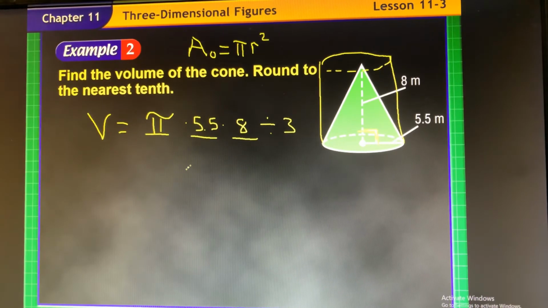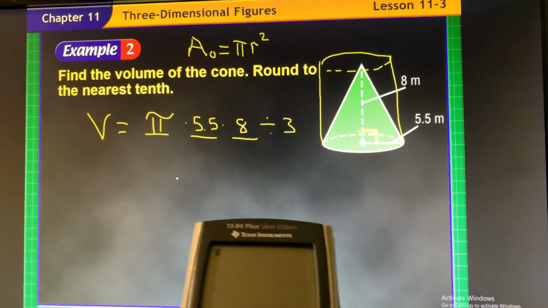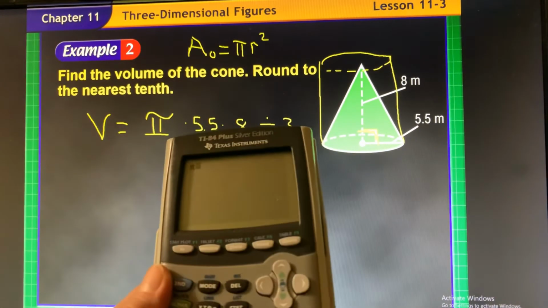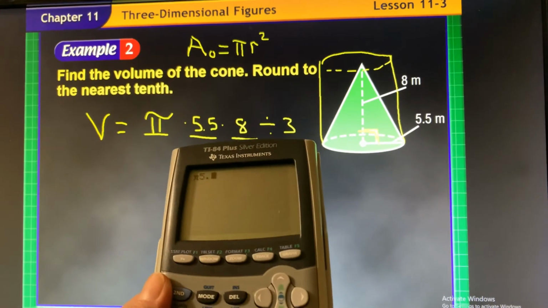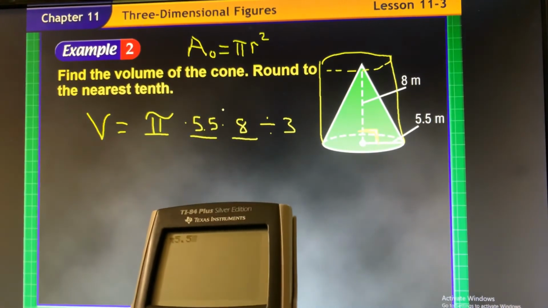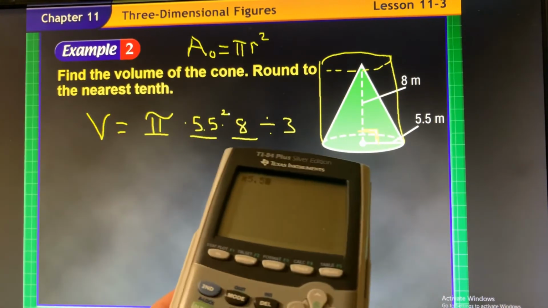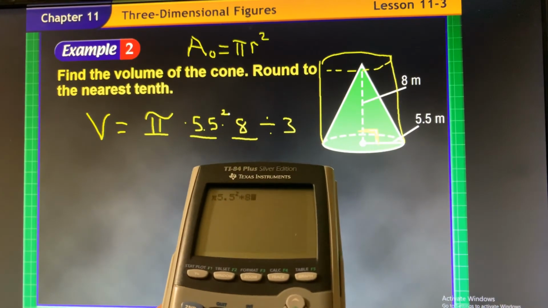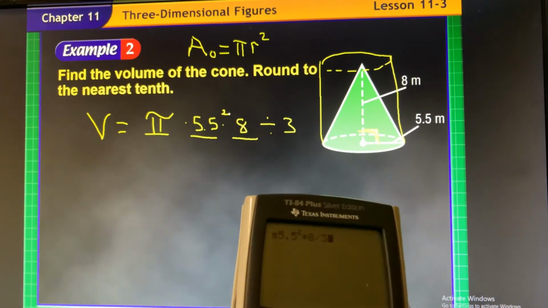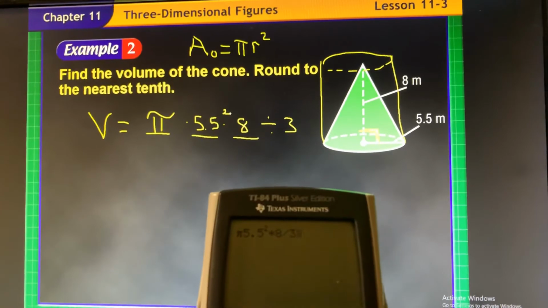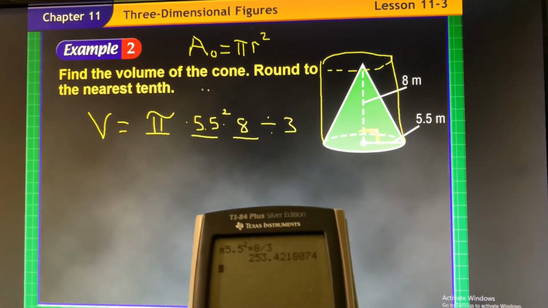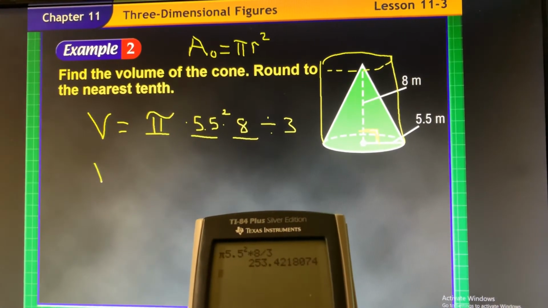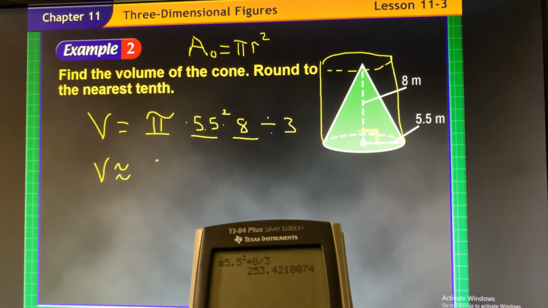You're going to do this process, and I'll put it on the calculator for you so you can watch it. Second pi times 5.5, oh, I forgot the little squared up here, squared times 8 divided by 3. See how it can all be put into the calculator at one time? And remember, it's an irrational number, so the volume is only approximate, round to the nearest tenth.